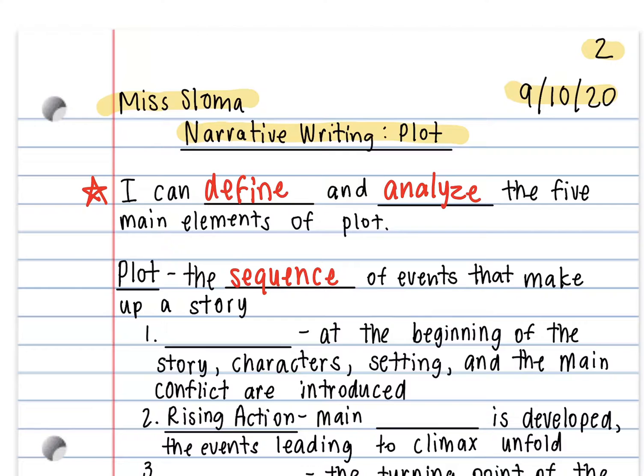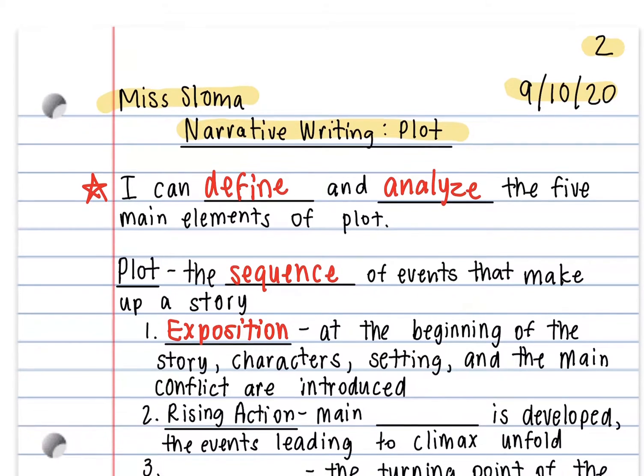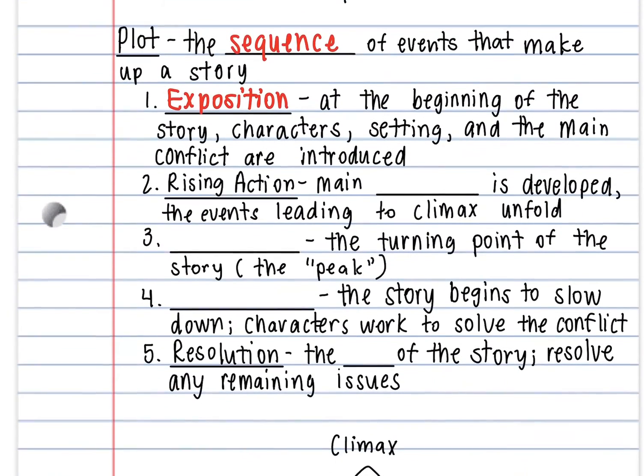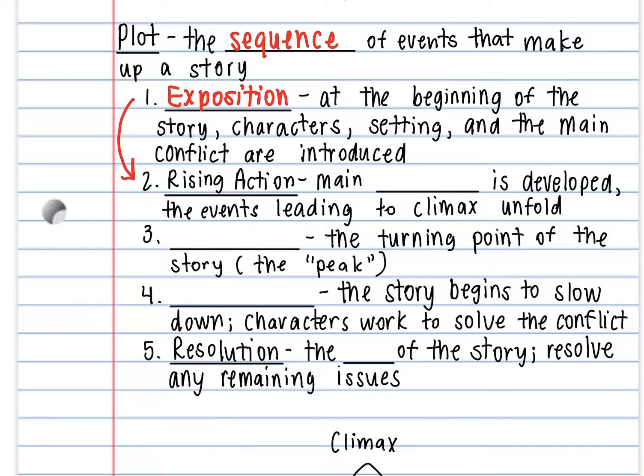The first element of the plot that we're going to learn about is the exposition. This is the beginning of the story, where the characters, the setting, and the main conflict are introduced. That is followed by the rising action. This is where the main conflict is developed, and the events leading to the climax unfold.